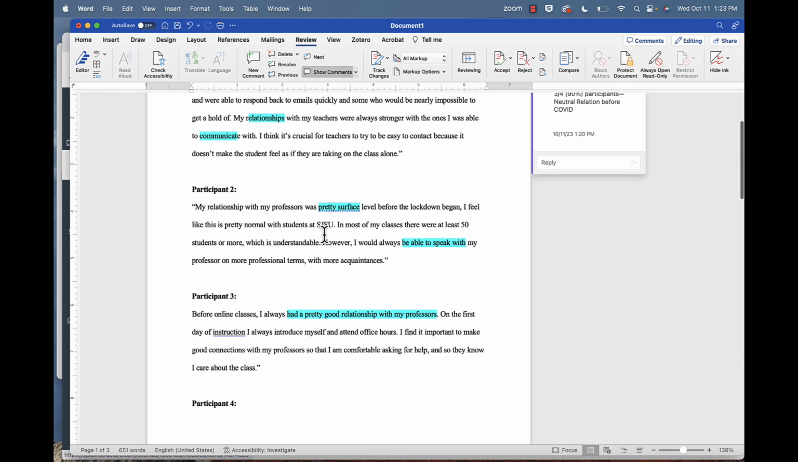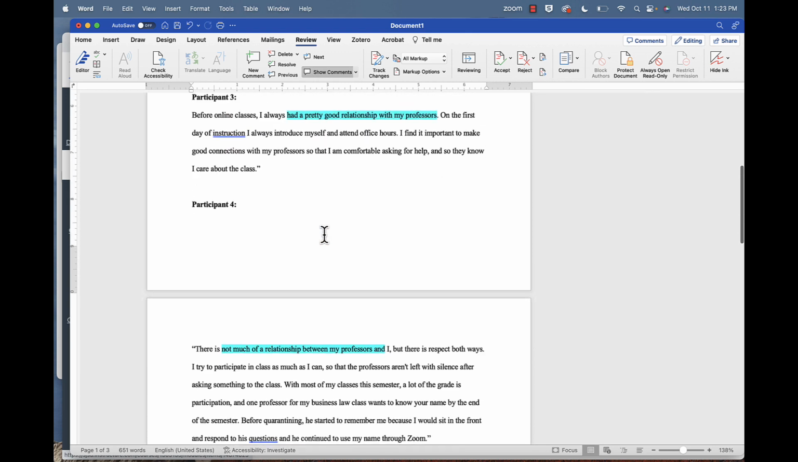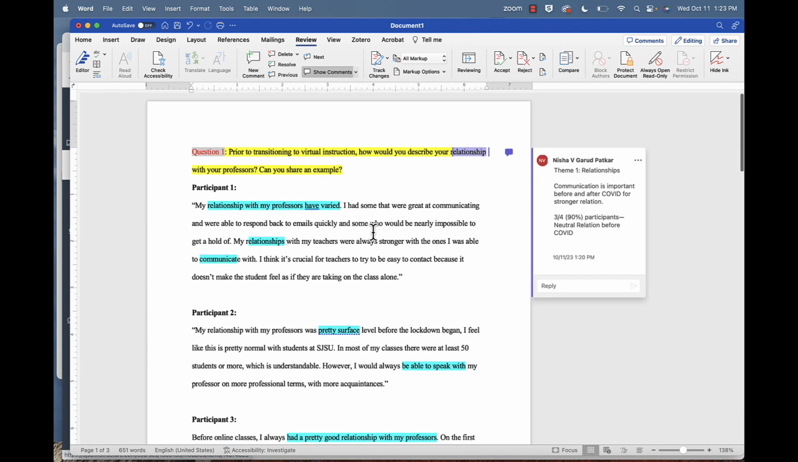And through my analysis of the answers of my interviewees, I found that communication is extremely important for students to stay connected with the teachers. I also found that most of the students, about 90%, 3 out of 4, said that the relationship with the professors prior to COVID was neutral.